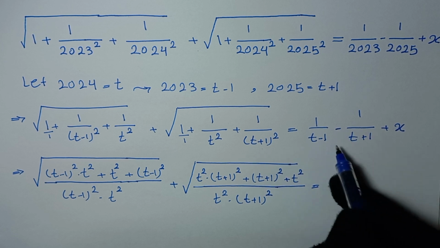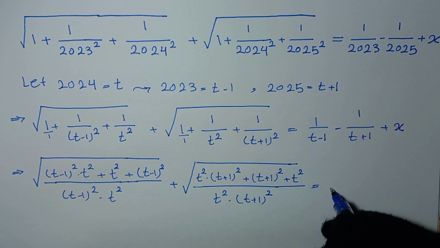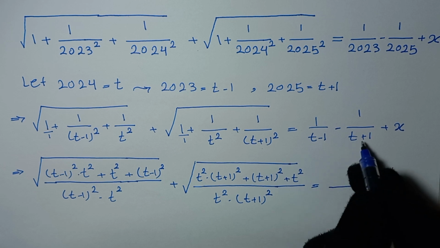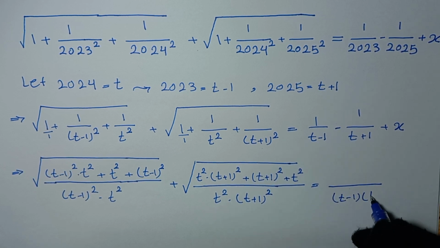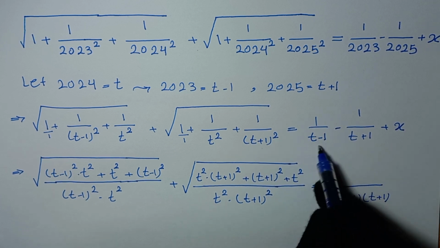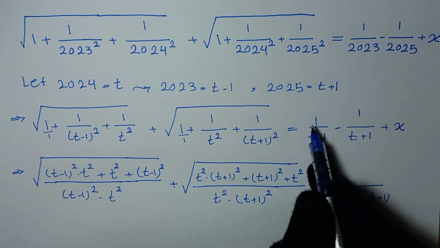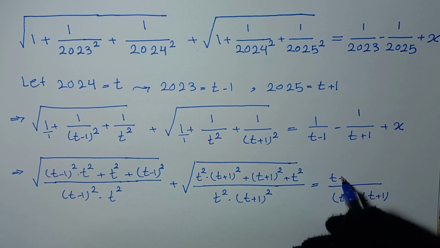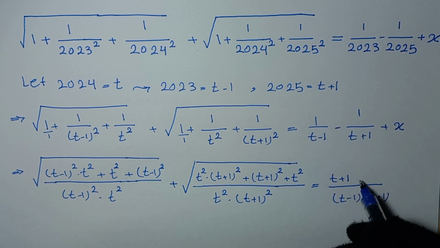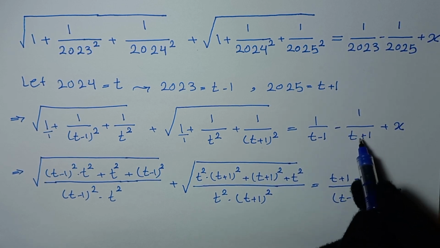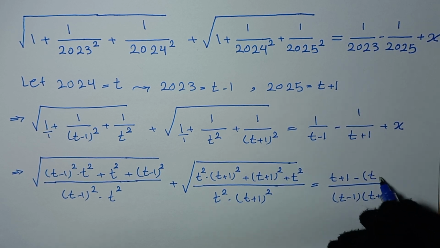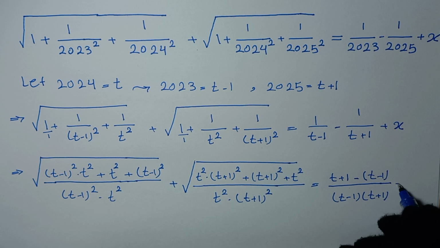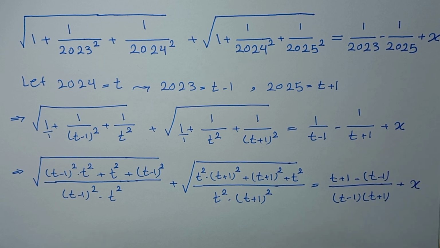is equal to, and here from these two parts we take common denominator, which is t minus 1 times t plus 1, so it will be t minus 1 times t plus 1. For this, the denominator multiplied by t plus 1, so we multiply this by t plus 1, and minus, this denominator multiplied by t minus 1, so we multiply this by t minus 1, and plus x.